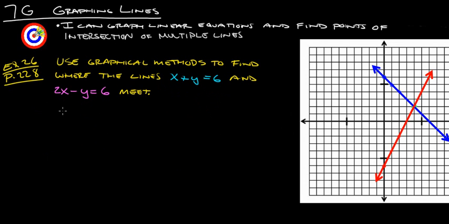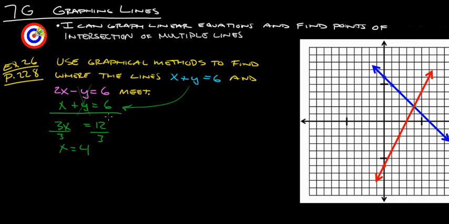Algebraically, we can just line these two equations up here, x plus y equals 6 and 2x minus y equals 6. If you notice, again, this is from a couple chapters ago, if you add these equations together, the y's are going to cancel out, turning into 0. So 2x plus x is 3x, equals 12. I divide both sides by 3, and I get x equals 4.